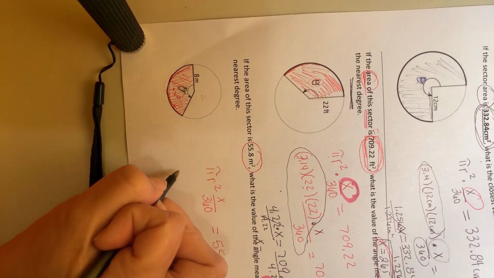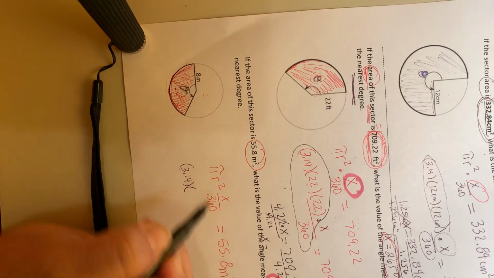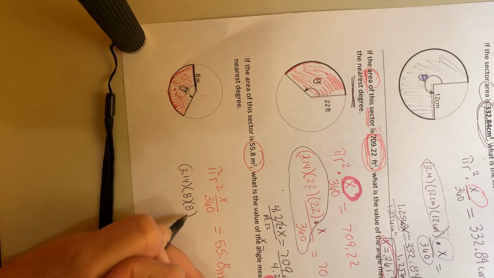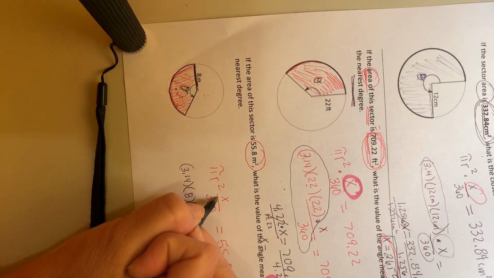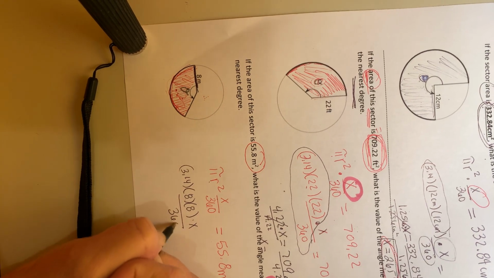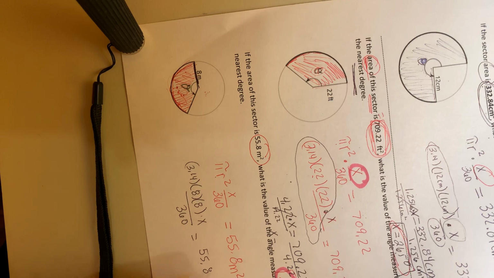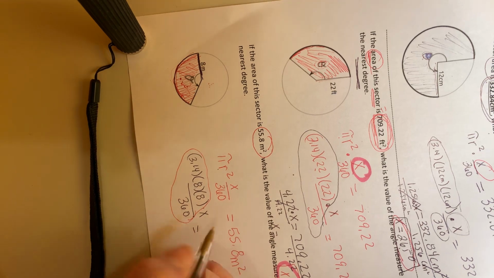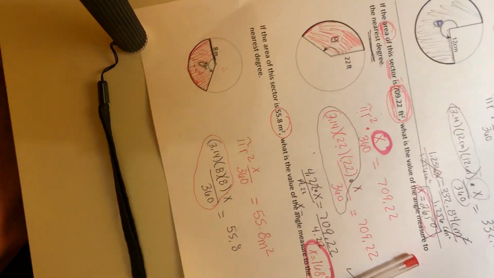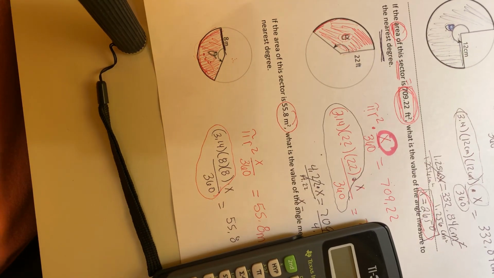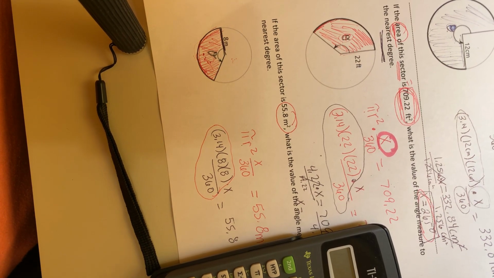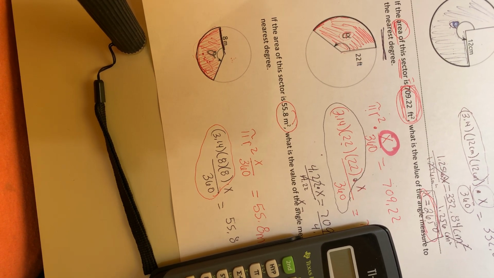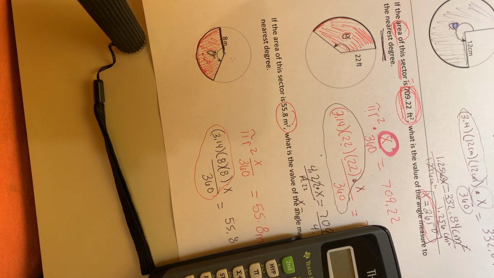We use our algebra skills. So we're going to put 3.14 times my radius. My radius is, what is it? Good, it's 8. 8 times 8. I'm not going to put the units so it doesn't confuse you. 8 times 8 times x over 360 equals 55.8. Then I do all of this math right here. So let's see what you get. Use your calculator. 3.14 times 8 times 8, then divided by 360.